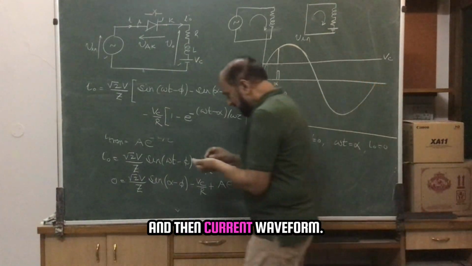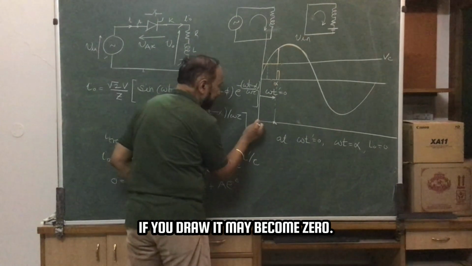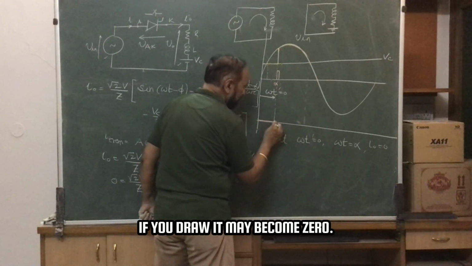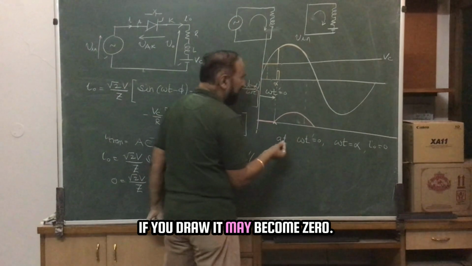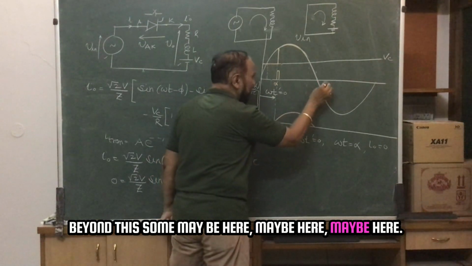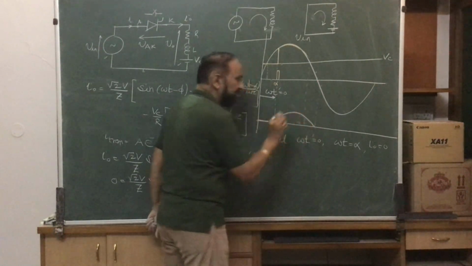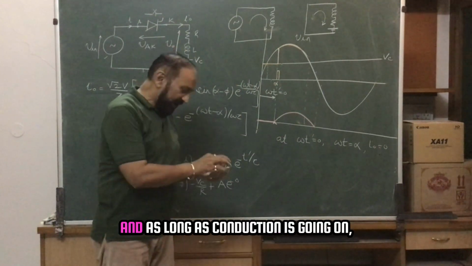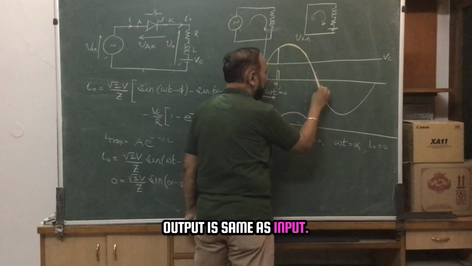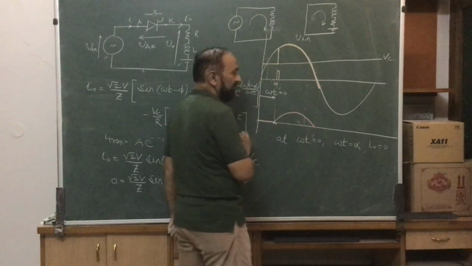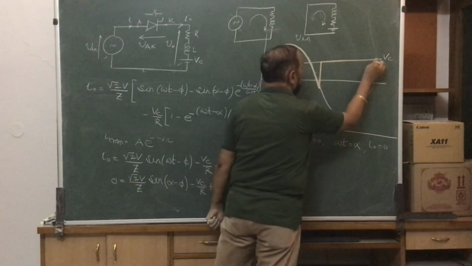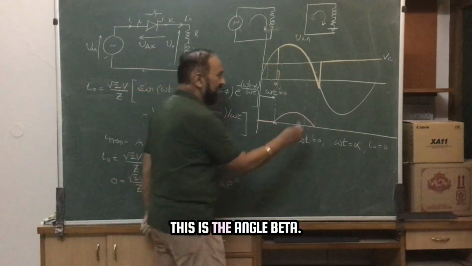And then if you draw the current waveform, it may become zero beyond this, maybe here, maybe here, maybe here. It all depends on inductance. And as long as conduction is going on, the output is the same as the input. And when the current becomes zero, this is the angle beta.